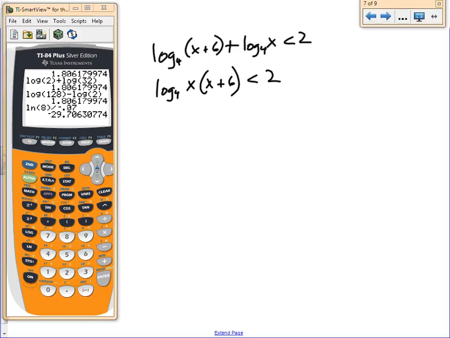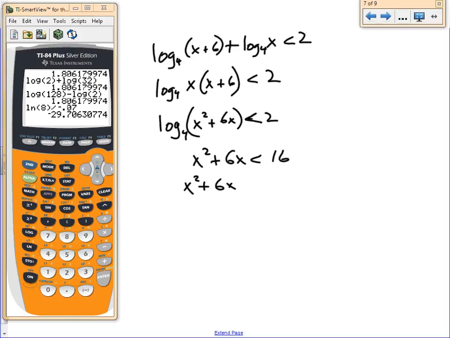We good with it yet? Log base 4 of x squared plus 6x is less than 2. Circle it up. X squared plus 6x is less than 16. So x squared plus 6x minus 16 is less than 0.